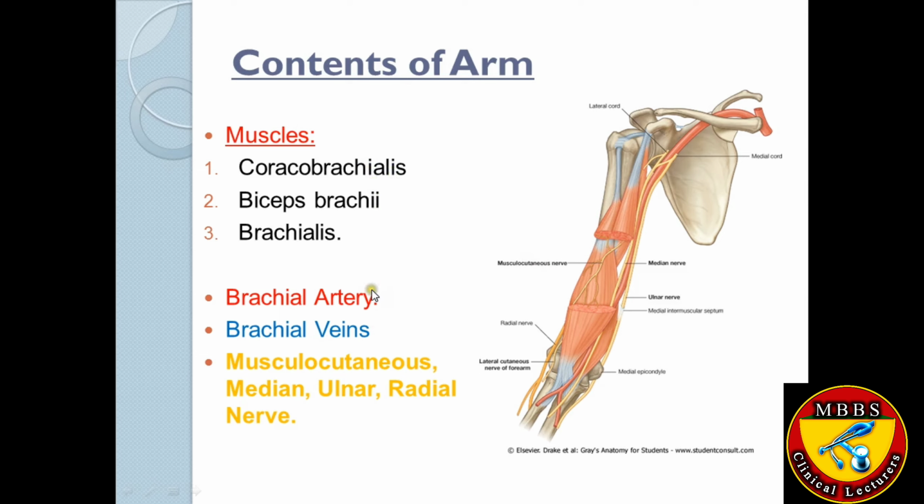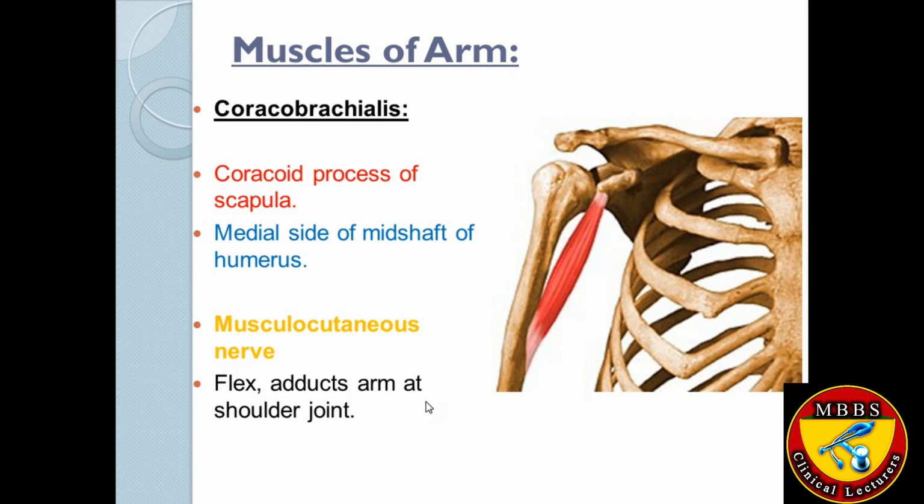So you have to enumerate the contents. There are three muscles: coracobrachialis, biceps brachii, brachialis, the brachial artery, brachial vein, and the musculocutaneous, median, ulnar, and the radial nerve. We are going to briefly discuss each and every content of the anterior compartment of the arm. The first content are the muscles, and the first muscle that we are going to discuss right now is coracobrachialis.